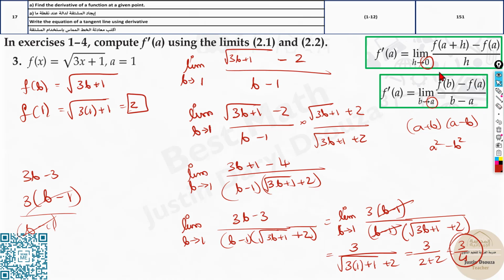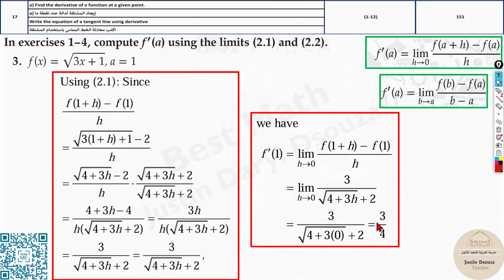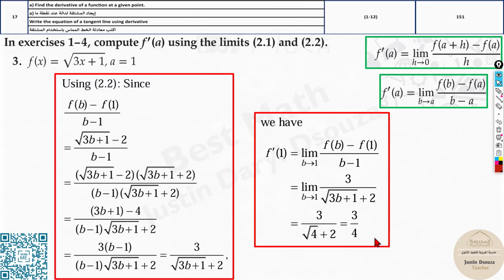Both the answers must be same because we are deriving the same function, but it's just two different formulas which will give you the same answer. So you can see it's 3/4 over here and 3/4 here as well. So that's how we solve this.